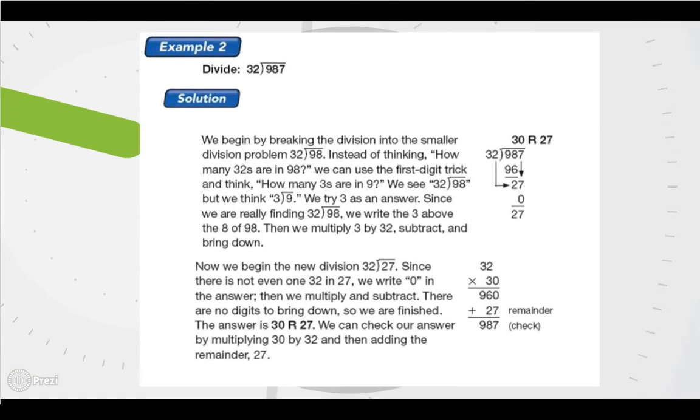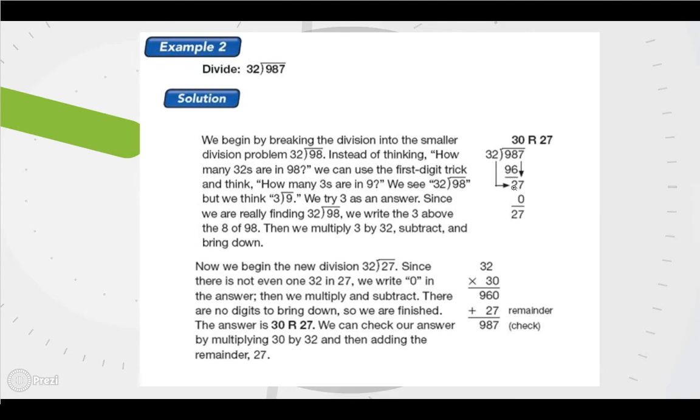All right, now we're in example number 2. Same deal. You're going to look at 32 going into 98. Well, here's a trick. Take the first number in your divisor, which is 3, and figure out how many 3s can go into 9. I know that 3 3s can go into 9, so I'm going to put the 3 over the 8. Make sure that you put it over the second digit, because you're going into 98, not 9. So 3 times 32 equals 96.